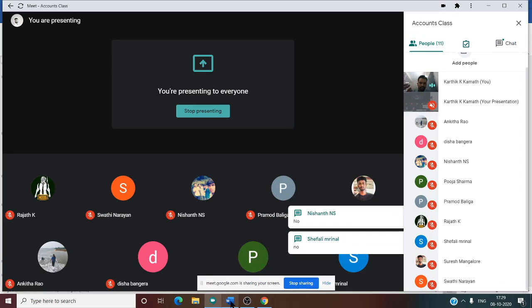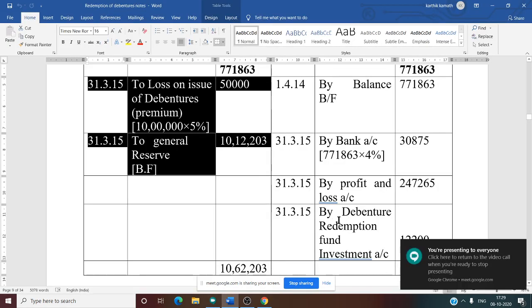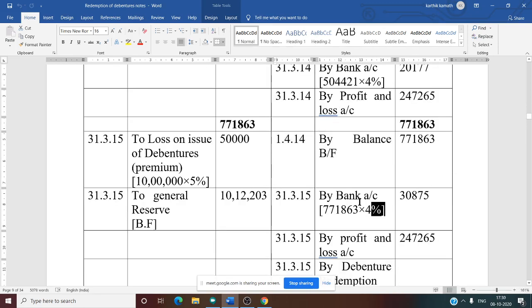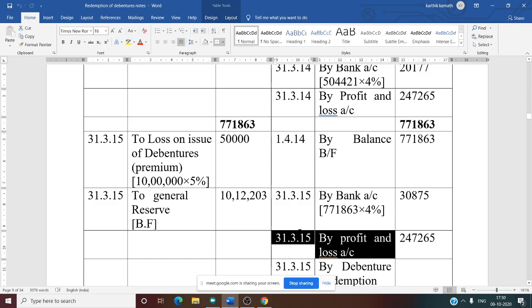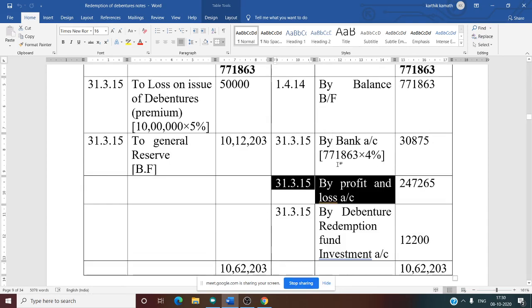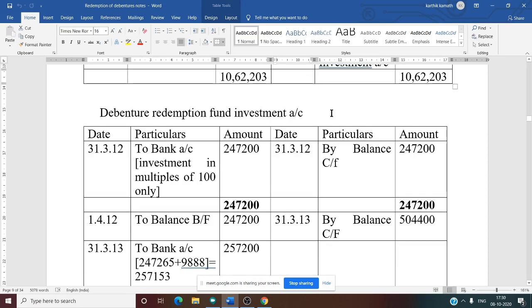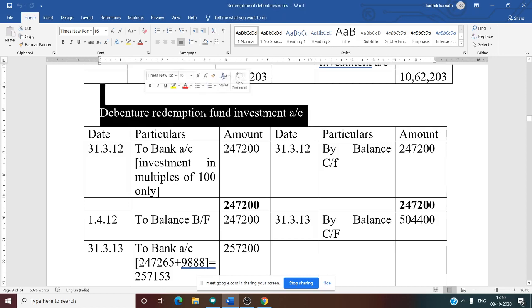See this. You need to leave this account for the last year, after writing the opening balance, interest and profit and loss account. You need to leave that account for the time being, and you need to prepare the next account. What is the third account? The third account is the debenture redemption fund investment account.